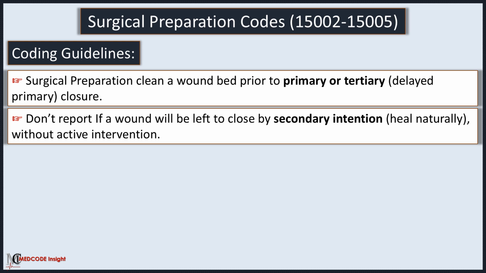Surgical preparation is the final process when preparing a clean wound bed prior to primary or tertiary closure. If a wound will be left to close by secondary intention wound healing, like when a wound can't be stitched and the doctor leaves the wound to heal naturally, in these cases, without active intervention, surgical preparation codes are not reported.